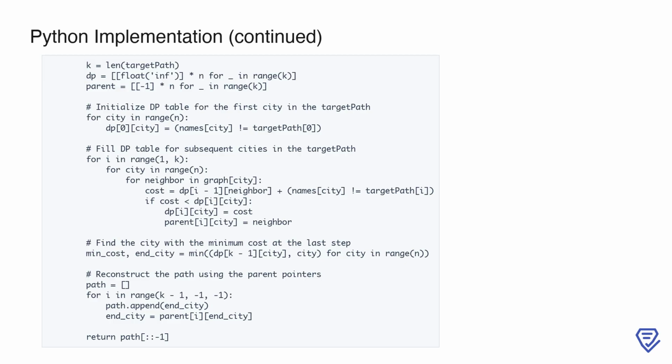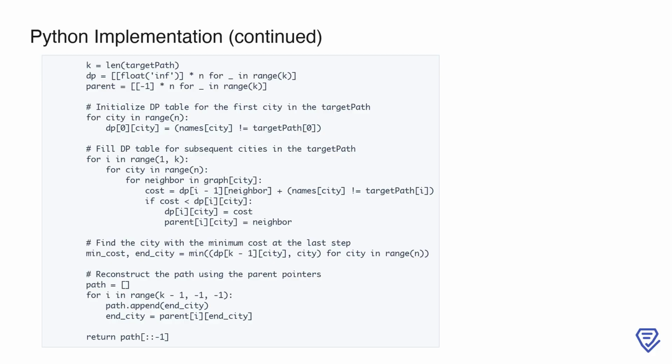The variable k is initialized as the length of the target path, and we create two 2D arrays, dp to store the minimum edit distances and parent to track the previous node leading to the current state. Both are initialized with appropriate default values, infinity for dp and -1 for parent. For the first city in the target path, we populate dp[0] by comparing each city's name with the first entry in the target path. If there's a mismatch, we record it as a cost of 1, otherwise, the cost is 0.